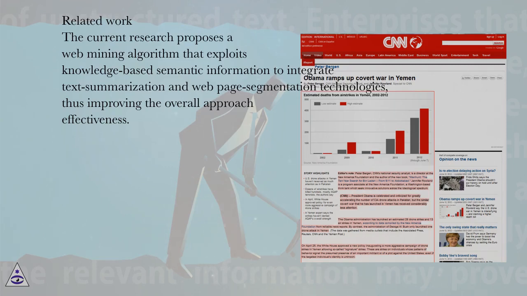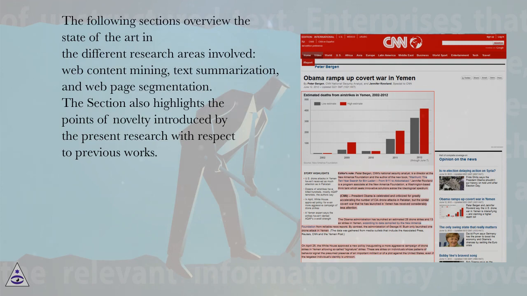Related work. The current research proposes a web mining algorithm that exploits knowledge-based semantic information to integrate text summarization and web page segmentation technologies, thus improving the overall approach effectiveness. The following sections overview the state-of-the-art in the different research areas involved: web content mining, text summarization, and web page segmentation. The section also highlights the points of novelty introduced by the present research with respect to previous works.